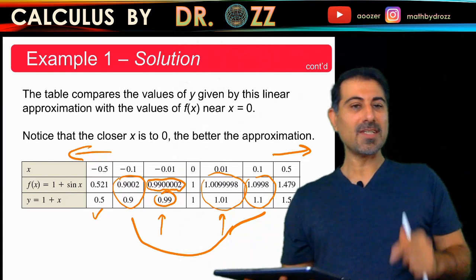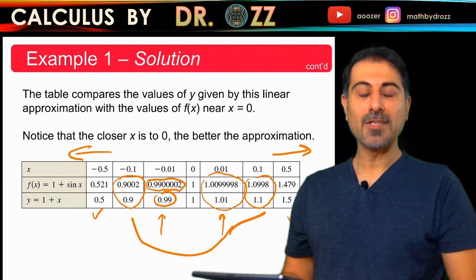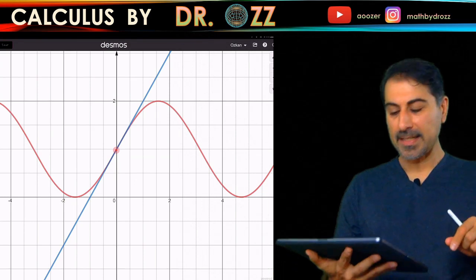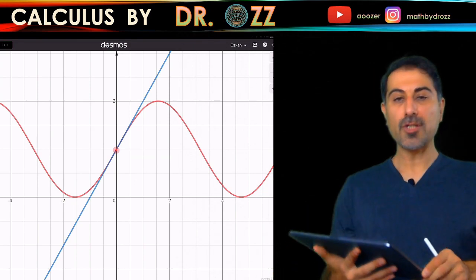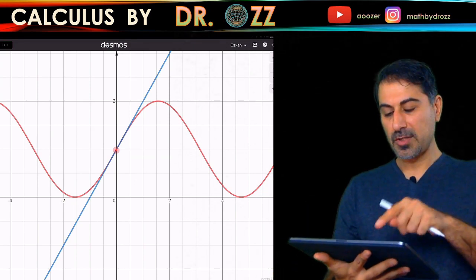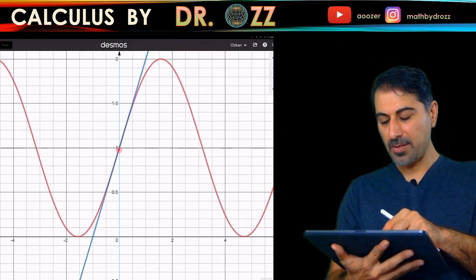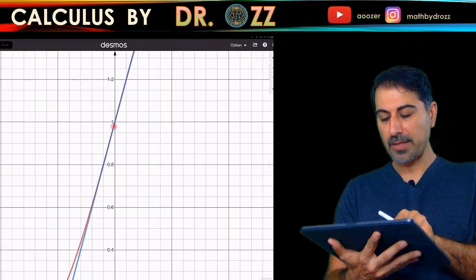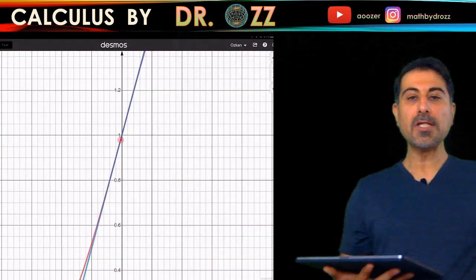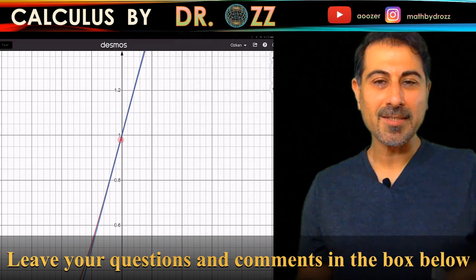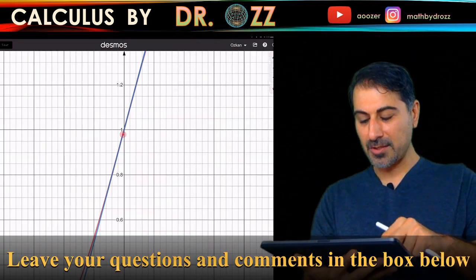So I want to show this on the graph of these two functions. Here we go. So we have the graph of 1 plus sine x, which is the red one, and then we have the tangent line approximation at 0, which is y equals 1 plus x, the blue graph. And you can see that when you are around 0, you can't really distinguish two graphs, right? Which essentially tells us that a tangent line approximation is pretty strong.